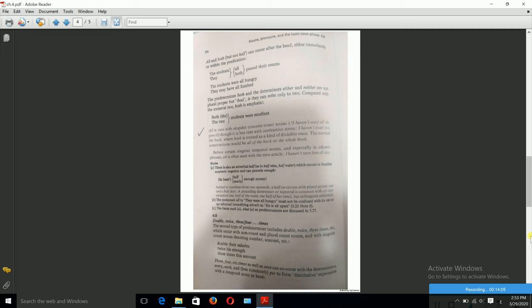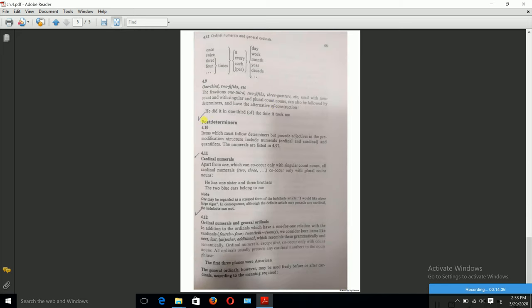All is rare with singular concrete count nouns, for example, I haven't used all the pencil, or I didn't read all the book. Here all is rare with singular concrete count nouns, meaning every or whole. The rest of the explanations we leave.